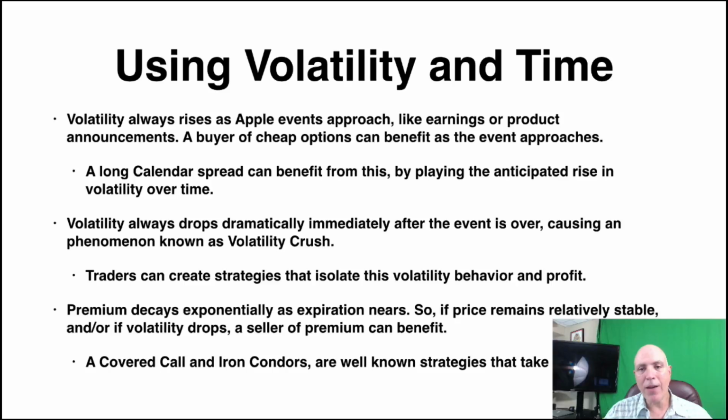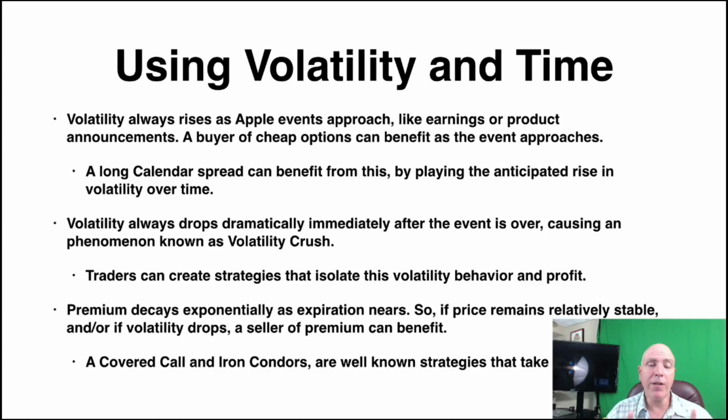Now, you can take advantage of that with different types of strategies. A long calendar spread, for instance, can benefit from this by playing the anticipated rise of volatility over time. It plays an arbitrage between future option contracts and present option contracts. These are all things just to consider. I'm not getting into the specifics of these, just showing you how these three dimensions of time work for options traders.